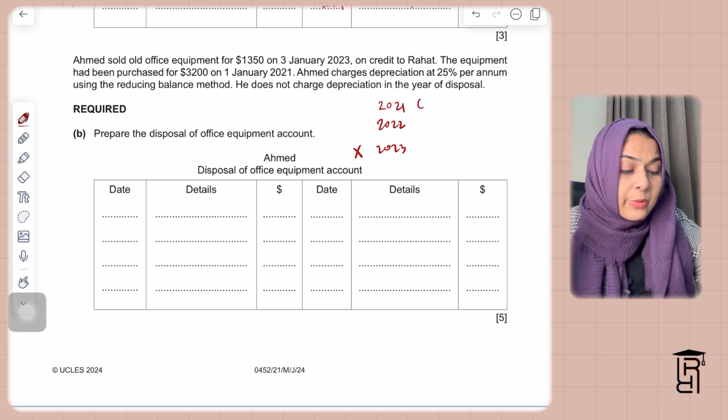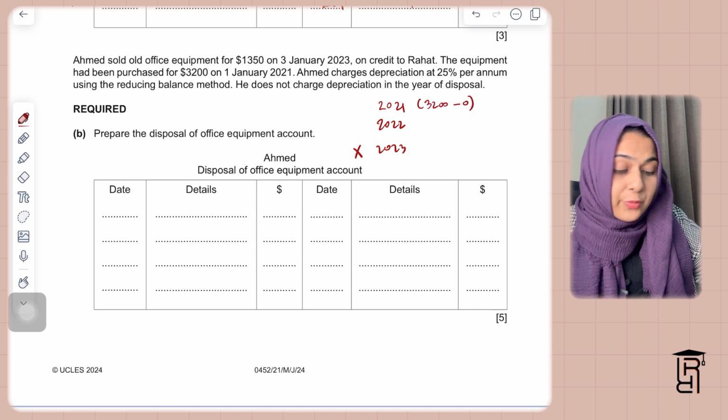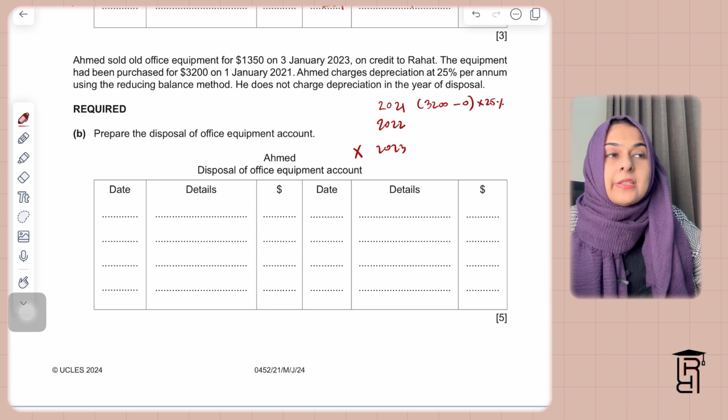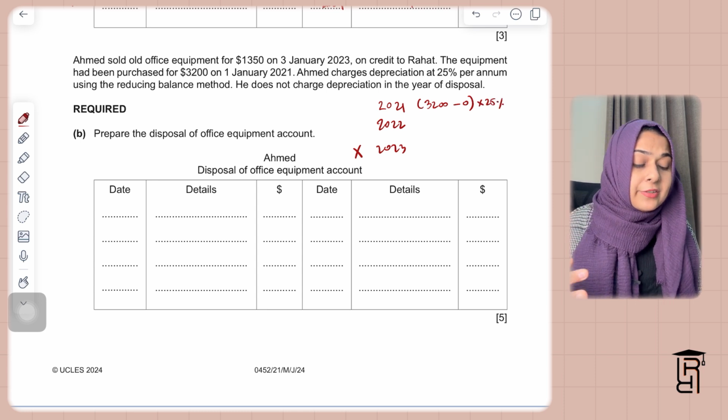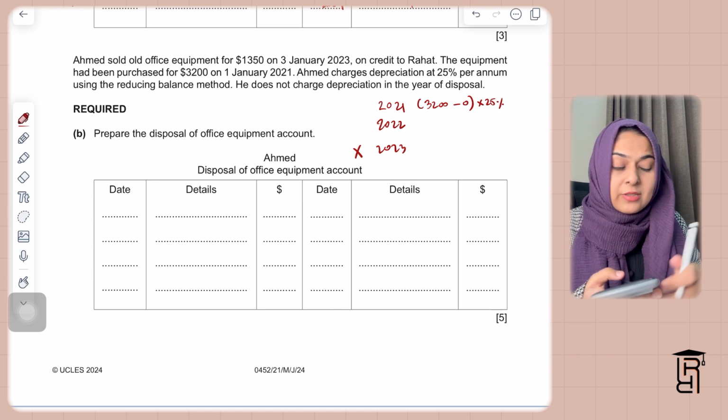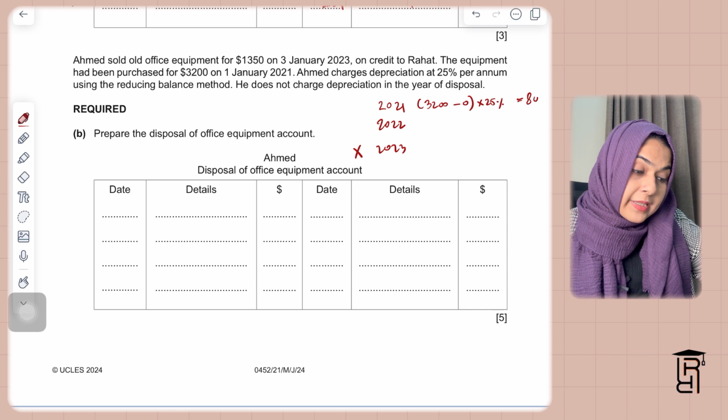In year 2021 you will do cost minus accumulated depreciation. So again, cost is 3,200, and accumulated depreciation in the first year is 0, because we haven't depreciated it yet. We are depreciating this particular non-current asset for the first time. So 3,200 multiplied by 25% is going to give me 800 in the first year.